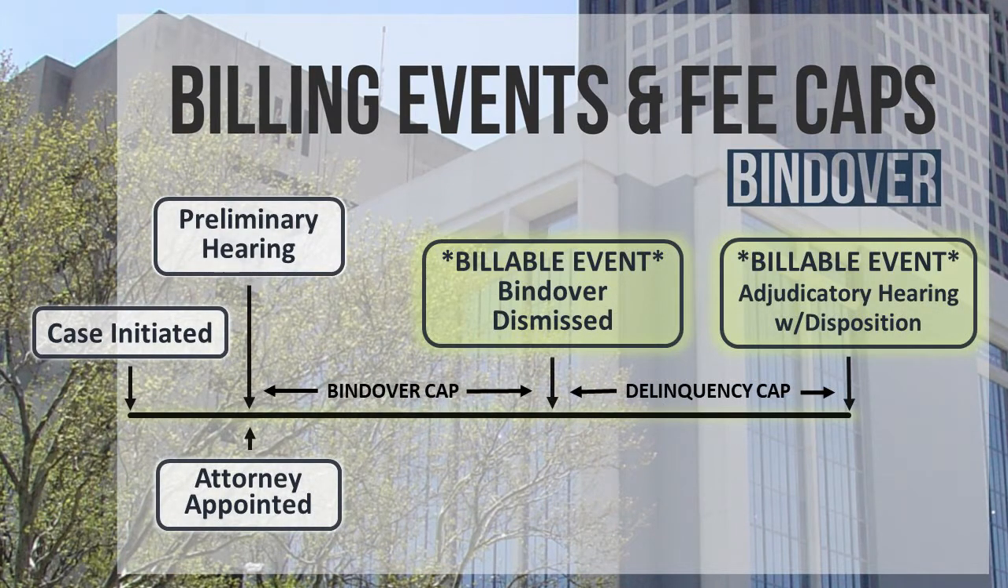Delinquency cases with a bind-over motion may have two separate billable events. If the bind-over motion is dismissed and the case proceeds on the delinquency matter, each case proceeding shall be treated as two separate cases with two separate fee caps.